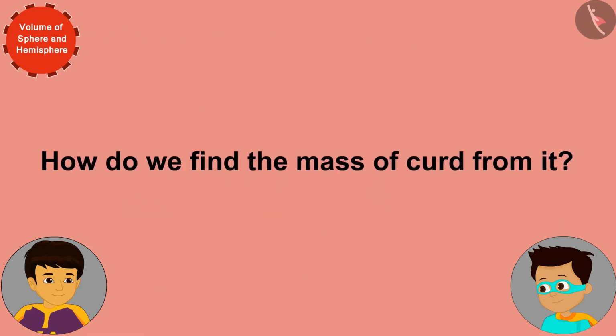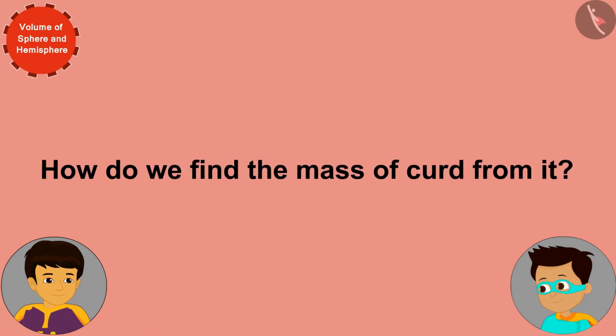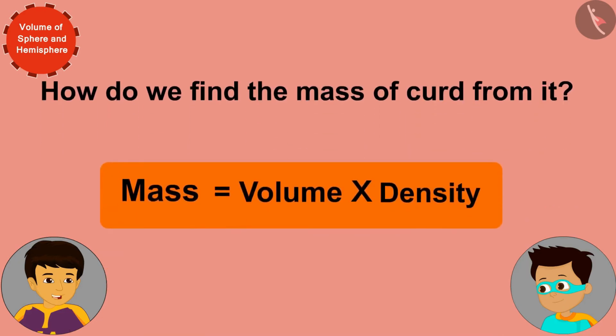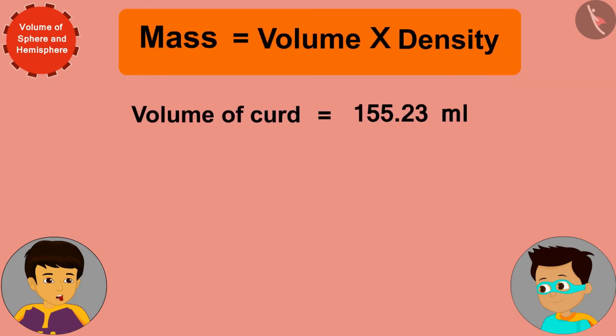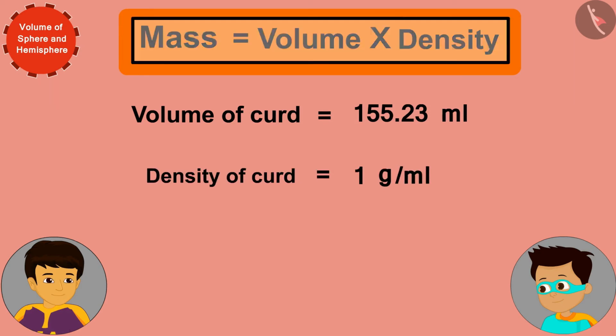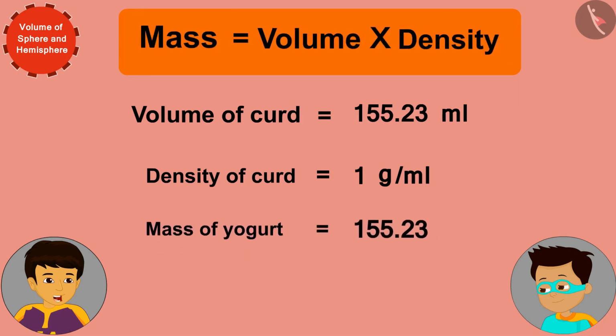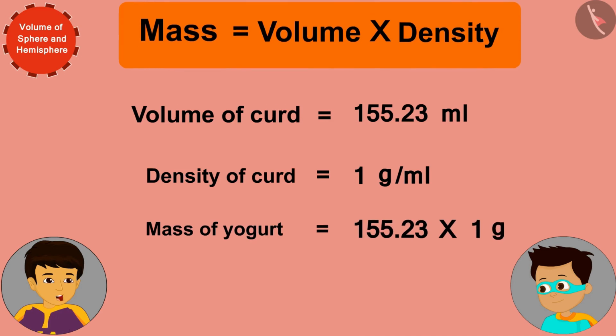Manas, we came to know the internal volume of the bowl or the volume of the curd. But how do we find the mass of curd from it? Mass is the product of volume and density. We know the volume of curd, and we also know that the density of curd is about 1 gram per milliliter. So, writing the volume of yogurt 155.23 milliliters and density 1 gram per milliliter will give us the mass of the curd.